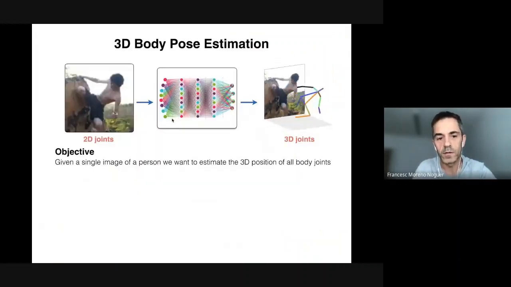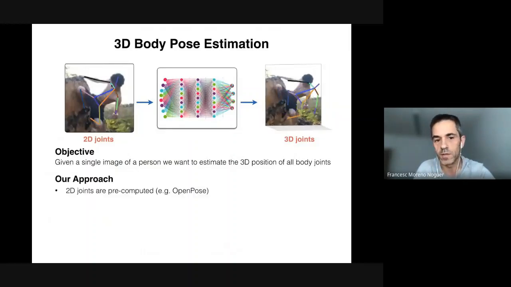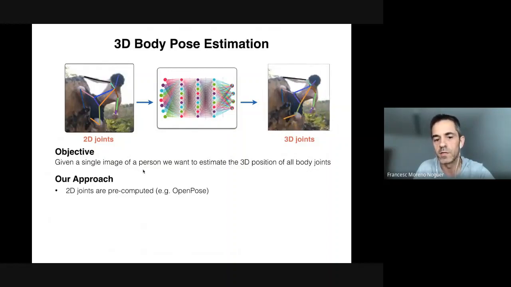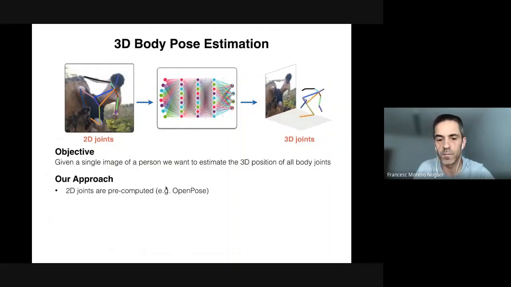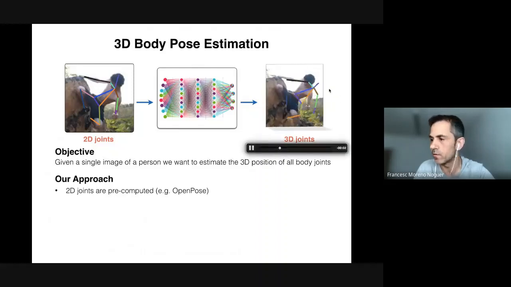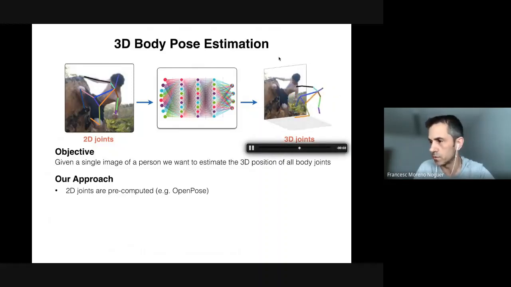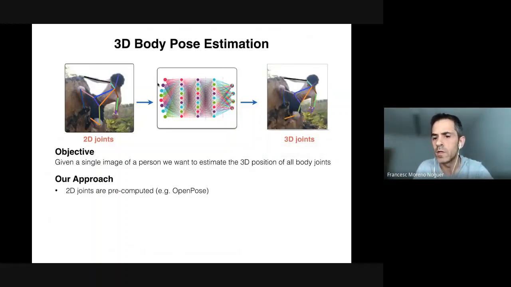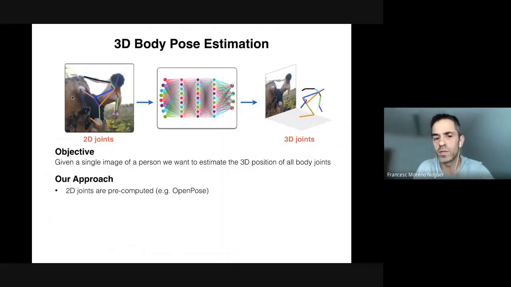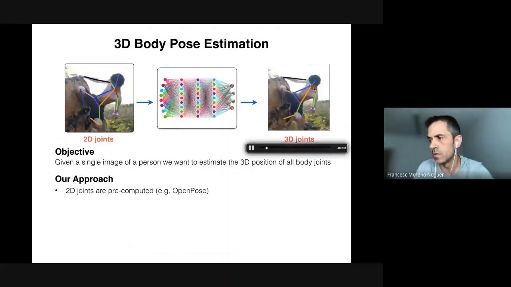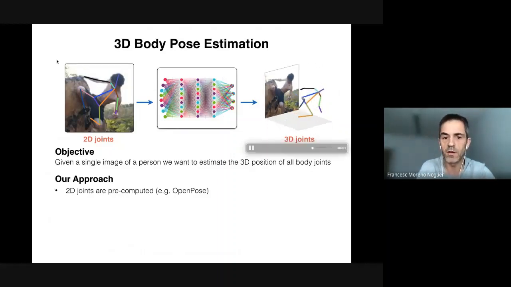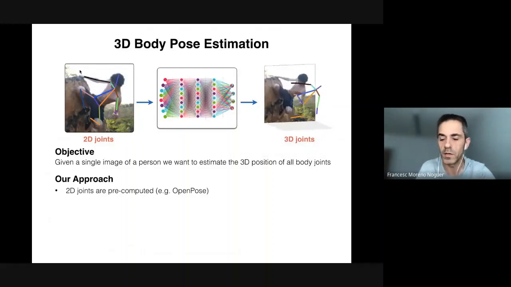So here, the objective was the following. Given a single image, we assume that we knew the 2D joints of the person in this image. They can be computed, for instance, using OpenPose. Our goal is to estimate the 3D position of all the joints of the person. At this point, what we could do is just to use regression between the 2D joints and the 3D joints. But instead, we came up with an idea of representing the 2D joints, and also the 3D joints, using Euclidean distance matrices.